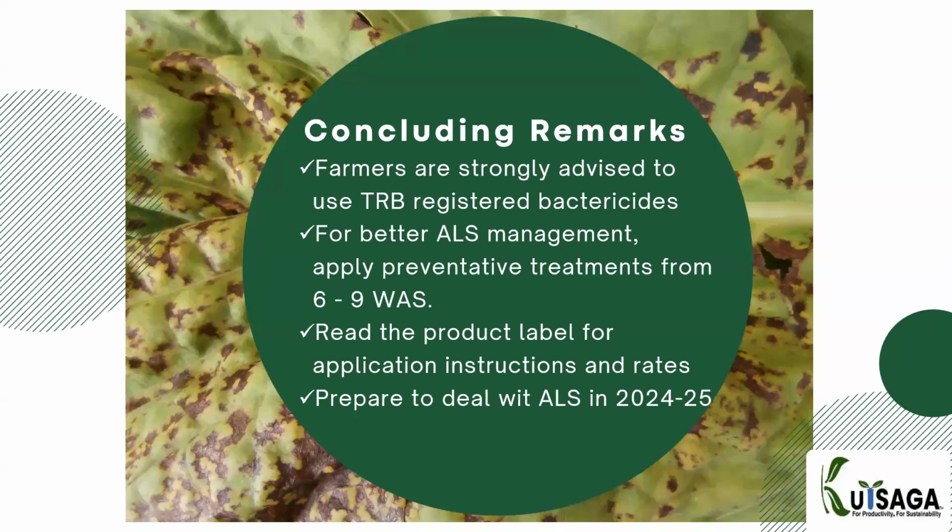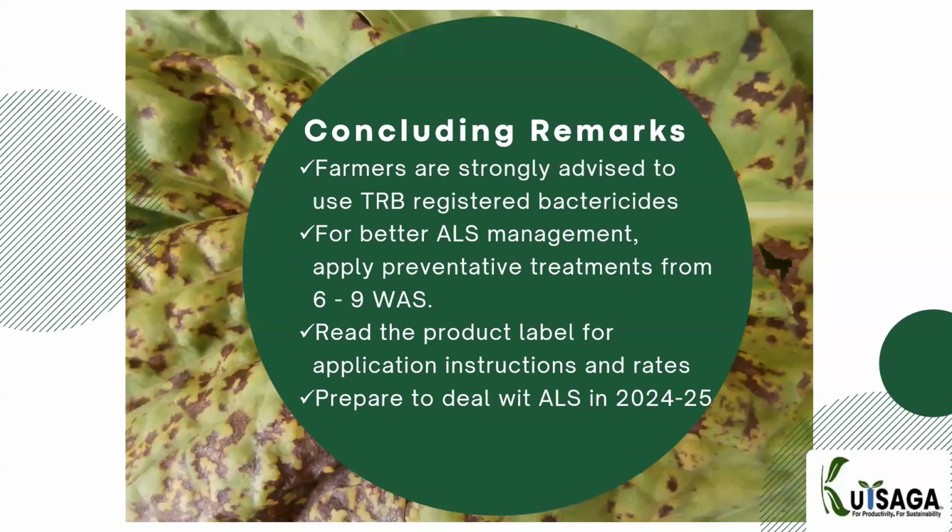Secondly, we also recommend that farmers apply preventive treatments from 6 weeks after sowing. They should come in and do preventive sprays. It's better they prevent disease development than wait for the disease to set in and then try to control it. Sometimes they might fail to effectively control it afterwards. So prevention is better than cure here. Thirdly, we also recommend that farmers should read the instructions on the label for the application rates and also how to apply the products.